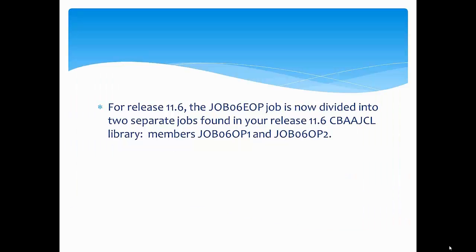In Release 11 and 11.5, we know that we had the JOB06EOP job, and it did several things. It would create, it would list, and it would allow you to change the value of an option. Now, for Release 11.6, we want you to know that this job is now divided into two separate jobs, and these are found in your CBAA JCL library. They're called members JOB06OP1 and JOB06OP2. So let's go ahead and review these in detail.